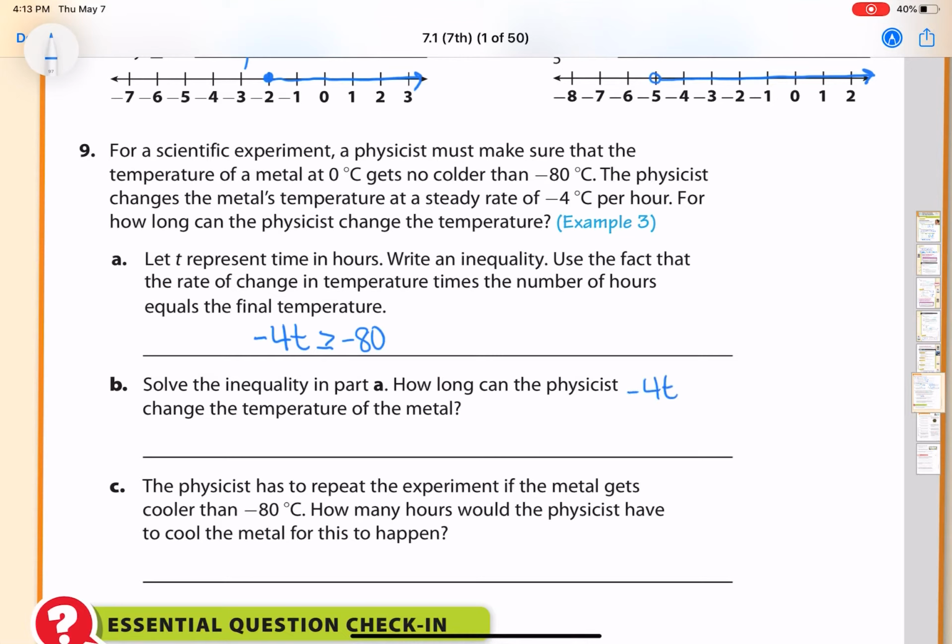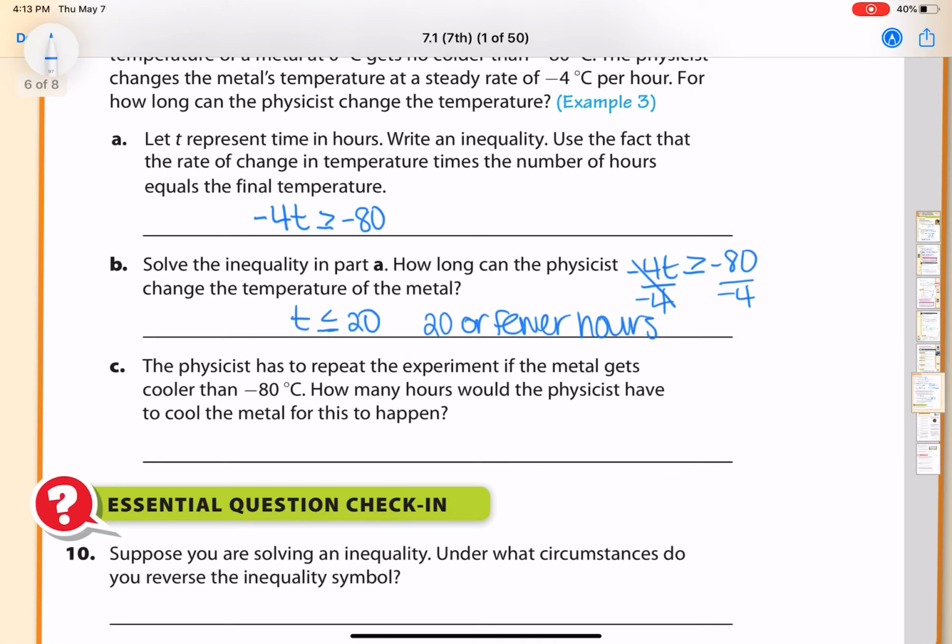So now we have to solve the inequality. I have negative 4t is greater than or equal to negative 80. I'm going to divide both sides by negative 4. Since I'm dividing by negative 4, I switch the inequality. So t is less than or equal to negative 80 divided by negative 4, which is positive 20. So 20 or fewer hours is how long it takes to change the temperature of the metal.